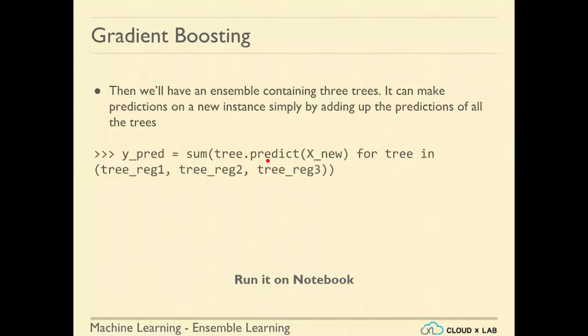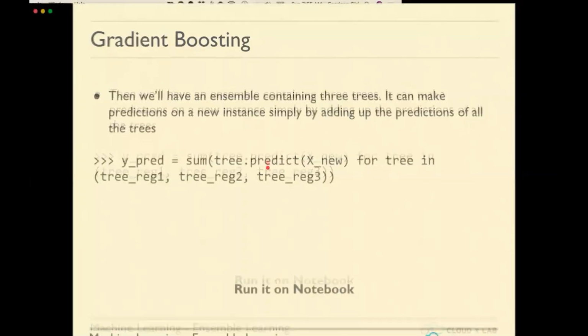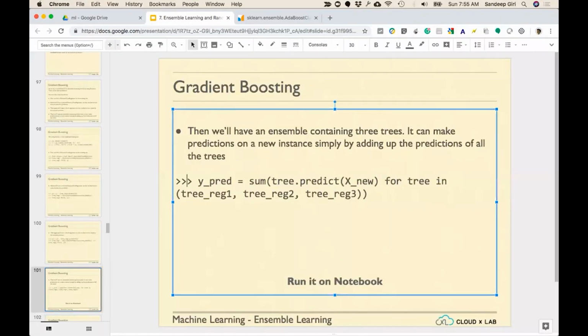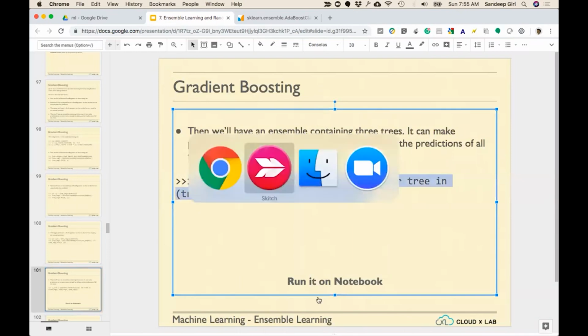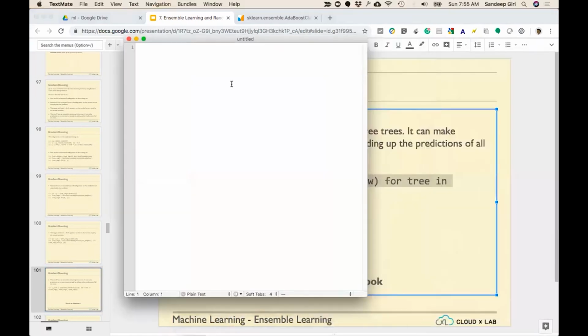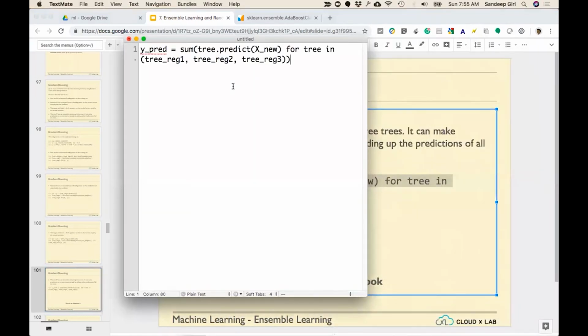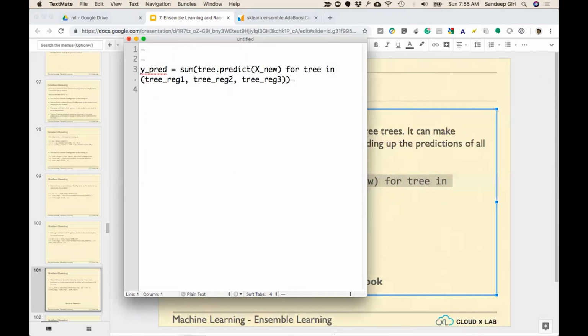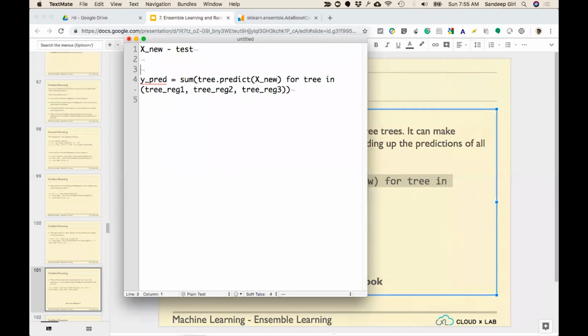I mean, this code might look a little strange to you. Let me just make it a little better. All right, so this is what's happening. Let's say x underscore new is the instance on which we are testing. These are testing instances.